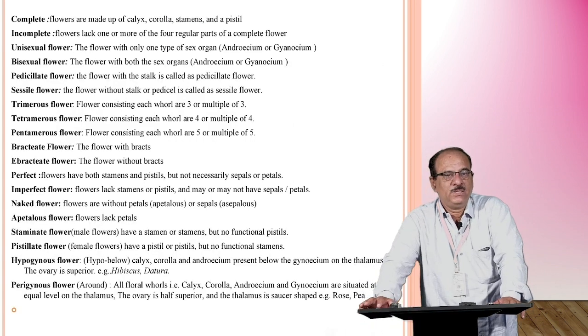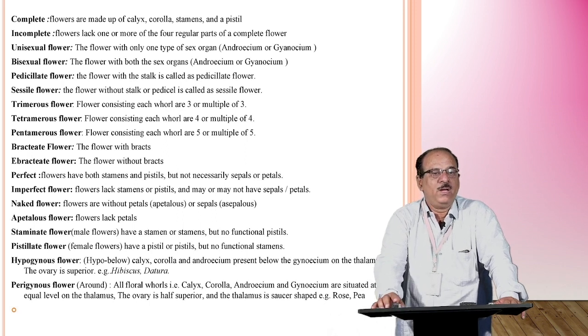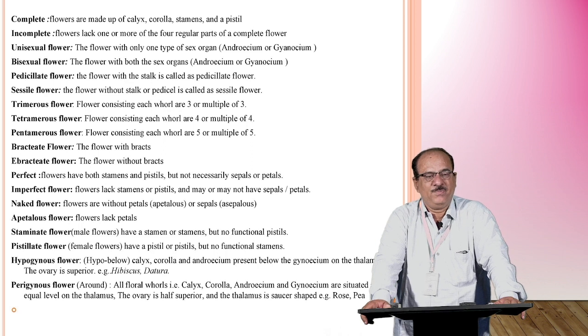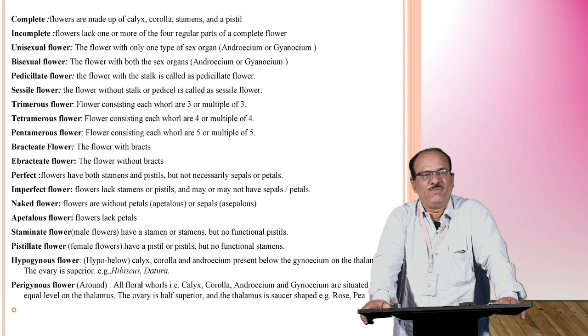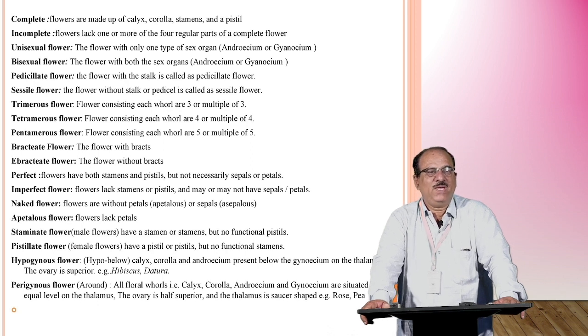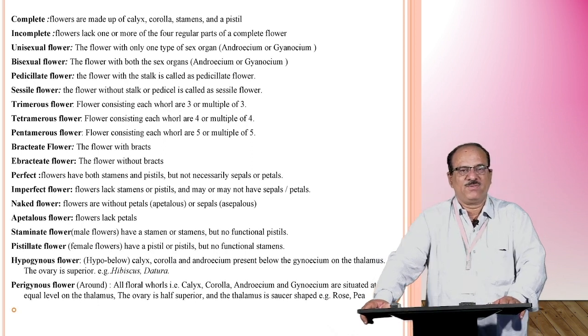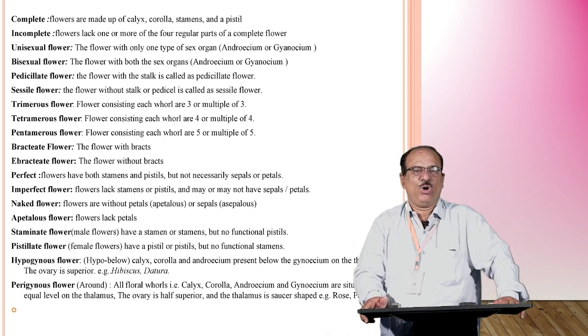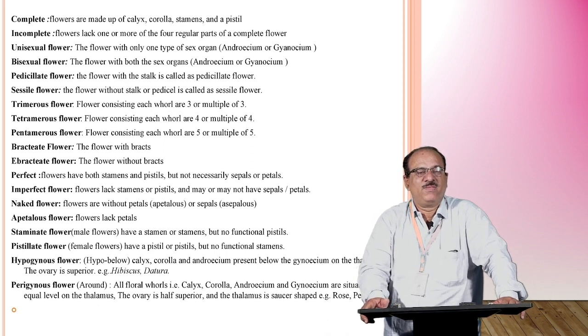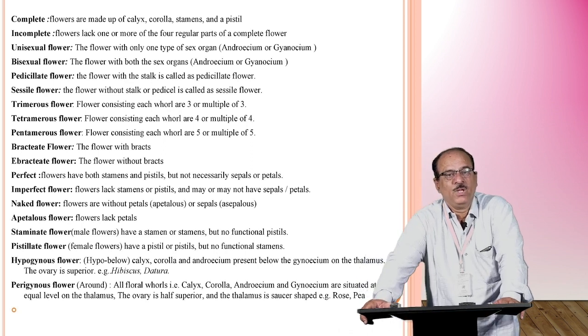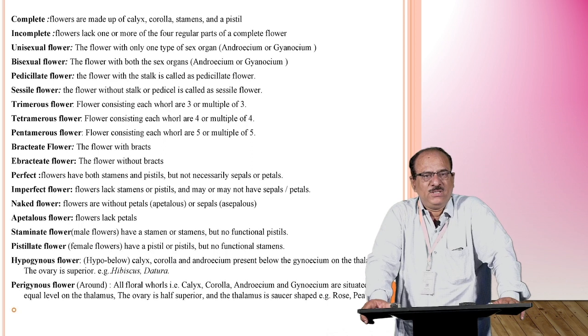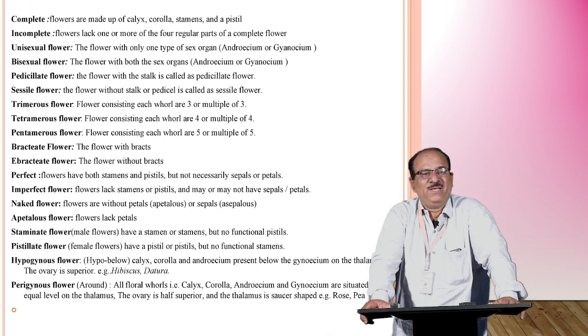Now, the flower is of various types. There are various criteria, and likewise, we give different names to the flowers. First of all, we have the complete and incomplete flowers. In complete flowers, all the 4 floral whorls are present, and then the flower is called the complete flower. When one of the 4 floral whorls is lacking, then it is the incomplete flower.